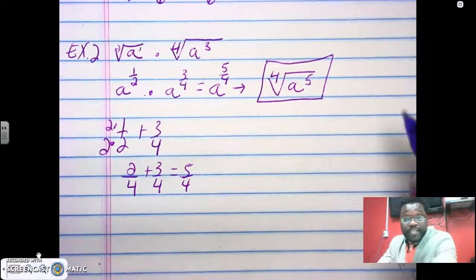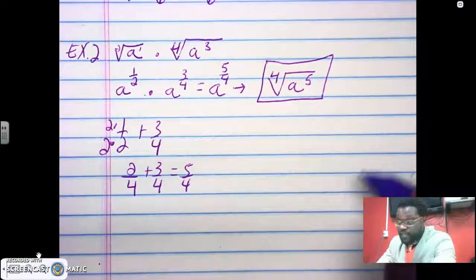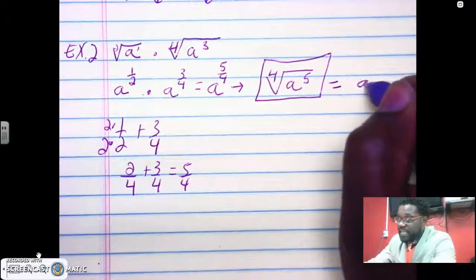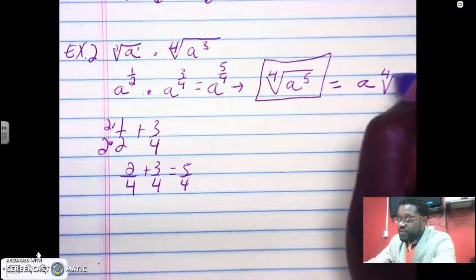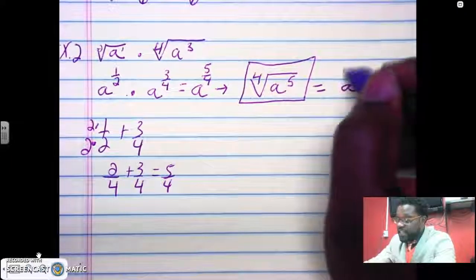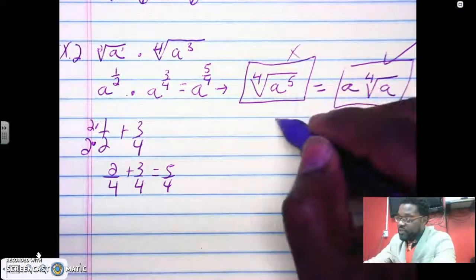This is not simplified. You should always leave your answers in simplified form. And the fourth root of a to the fifth, that actually equals a fourth root of a. Now, just in case you forgot or don't understand why this is really the answer and not this, I'm going to do upside down division.